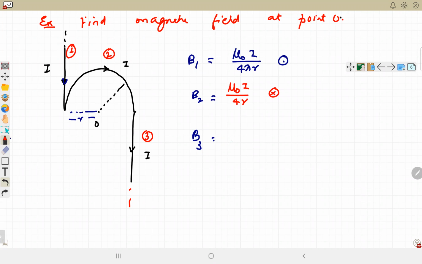And due to wire 3, Rahul, what is the direction of magnetic field due to wire 3? It is a semi-infinite wire, so I wrote the magnitude. What's the direction due to wire number 3? So Rahul, use your right hand palm, find the direction of magnetic field due to wire 3 at point O. Yes, sir, it would be towards the outwards of the plane. Outwards.